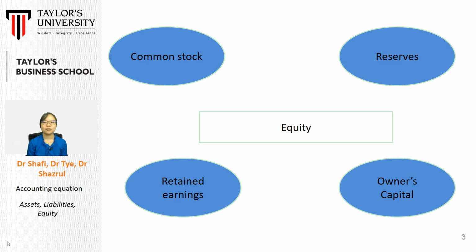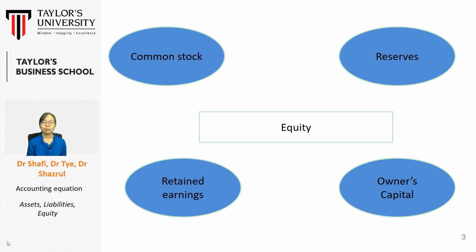So the next element that you can see in the accounting equation is equity. Earlier on, we had Dr. Shazro talking about liabilities. So besides liability as a method for you to get funds for the business, there's also another method whereby the business can get money to run its operation. That other method, we call equity. So basically, equity means funding coming from the owner of the business.